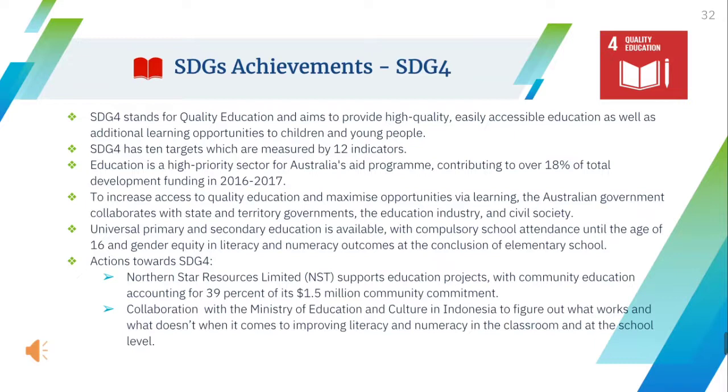The focus of early childhood education and childcare, which includes childcare and preschool, is on the learning and development requirements of children. In the year preceding the start of school, everyone has access to preschool education. Universal primary and secondary education is available, with compulsory school attendance until the age of 16 and gender equity in literacy and numeracy outcomes at the conclusion of elementary school.